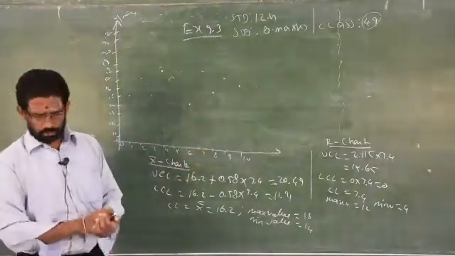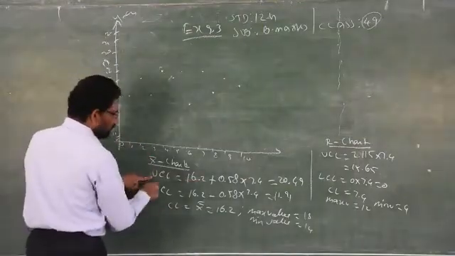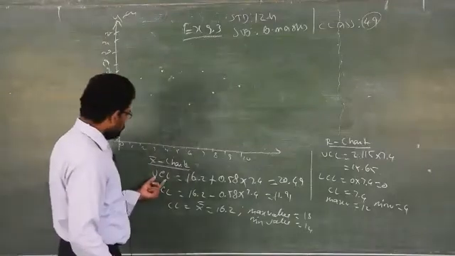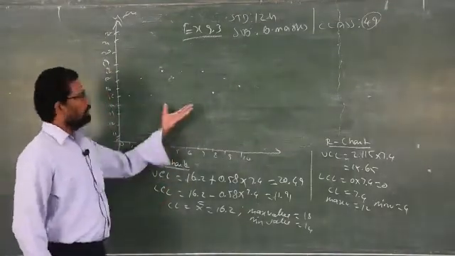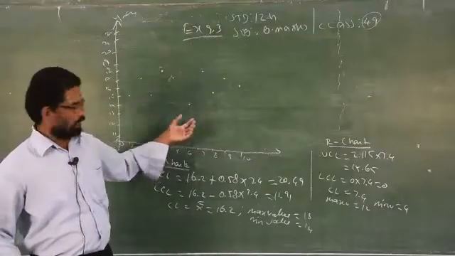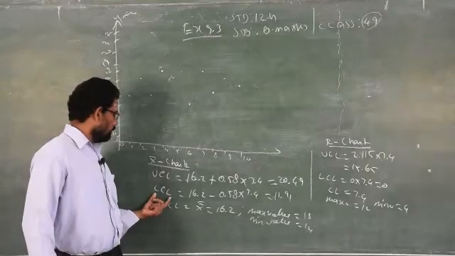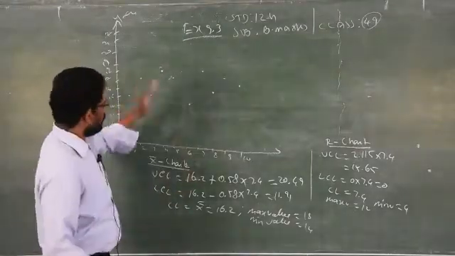10 points I plotted. So now you have to draw the UCL. After plotting the points, you draw the straight line for UCL, or you can first draw the UCL, LCL and CL, then you can plot the points. That is your wish. First you draw the straight line for UCL, the straight line for LCL and CL, then you start to plot the points. Or you can first plot the points and draw a straight line.